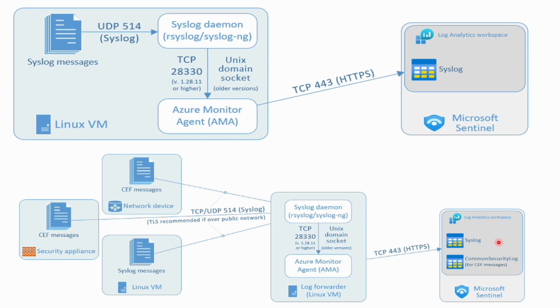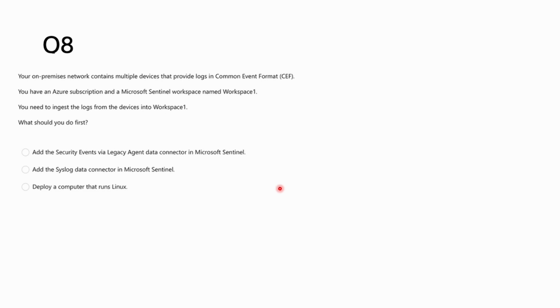So that's the architecture. Now, if I come back and look at the requirement, as we discussed, the information is in common event format, that is from on-premises. So what would be the answer? Let's check the answer options. Add the security event via legacy agent data connector in Microsoft Sentinel, add the syslog data connector in Microsoft Sentinel, and deploy a computer that runs Linux.